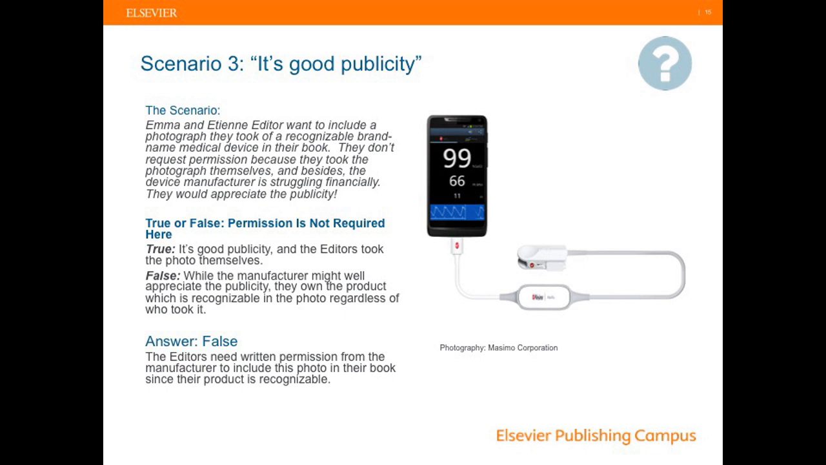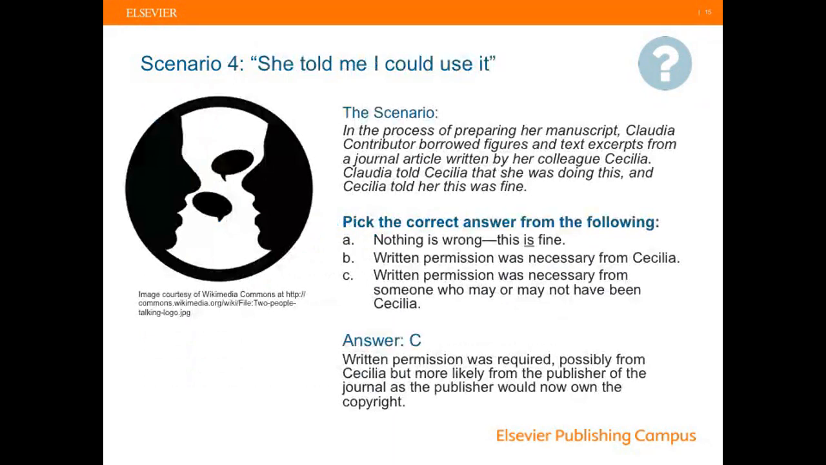True. It's good publicity, and the editors took the photo themselves. Or false? While the manufacturer might well appreciate the publicity, they own the product, which is recognizable in the photo, regardless of who took the photo. The answer is false. The editors need written permission from the manufacturer to include this photo in their book, since their product is recognizable.